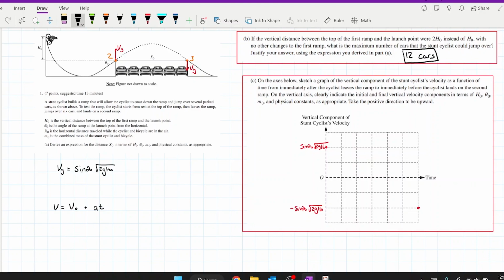We can use this equation again, but instead of using this to find Vy at the final point, we will now use it to find Vy as a function of time. Vy naught we still know to be sine theta naught square root of 2g h naught, and remembering that acceleration in the y direction is gravity, and gravity is pointing down, we will subtract g times t. Rewriting this in the form y equals mx plus b, we can see that we will have a linear line starting at sine theta naught square root of 2g h naught and having a slope of negative g.